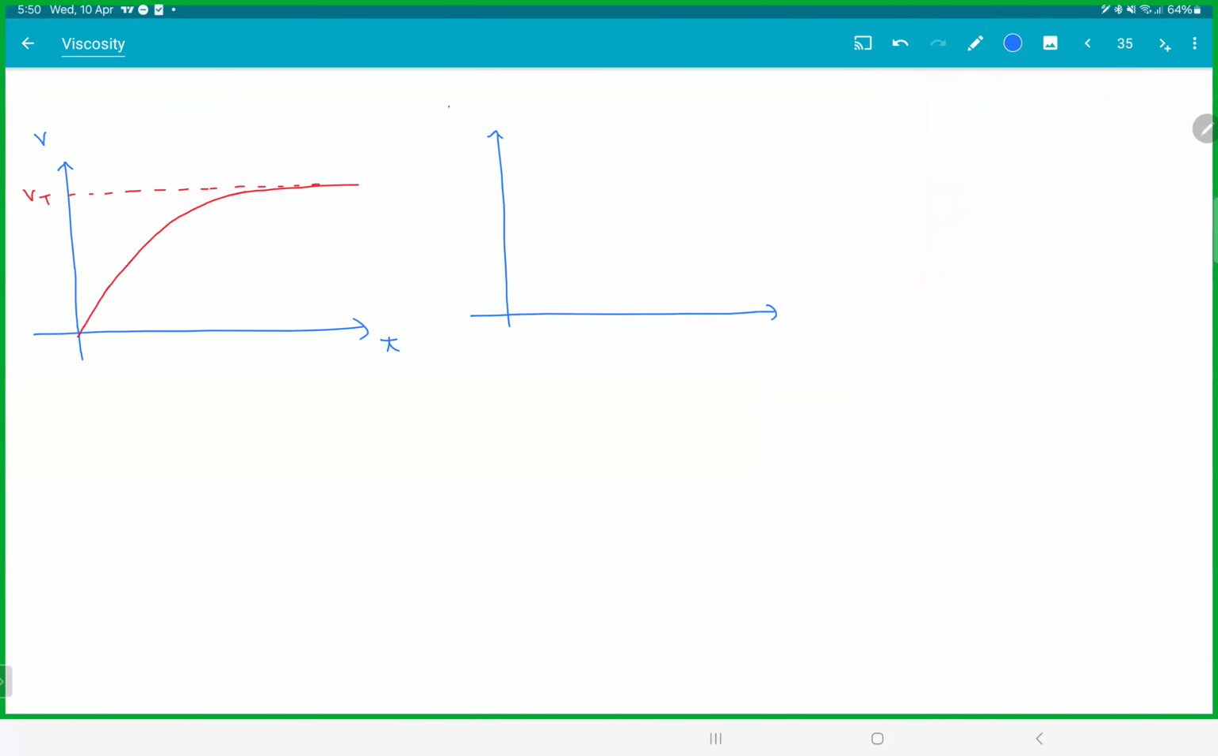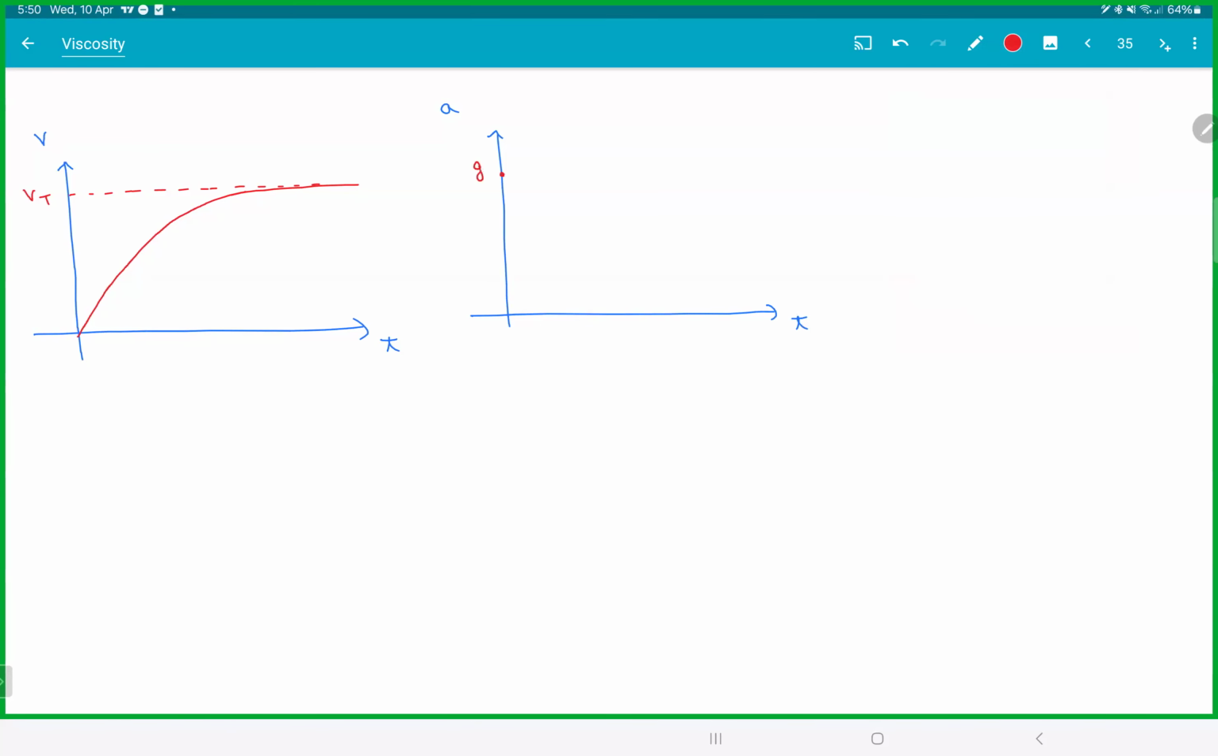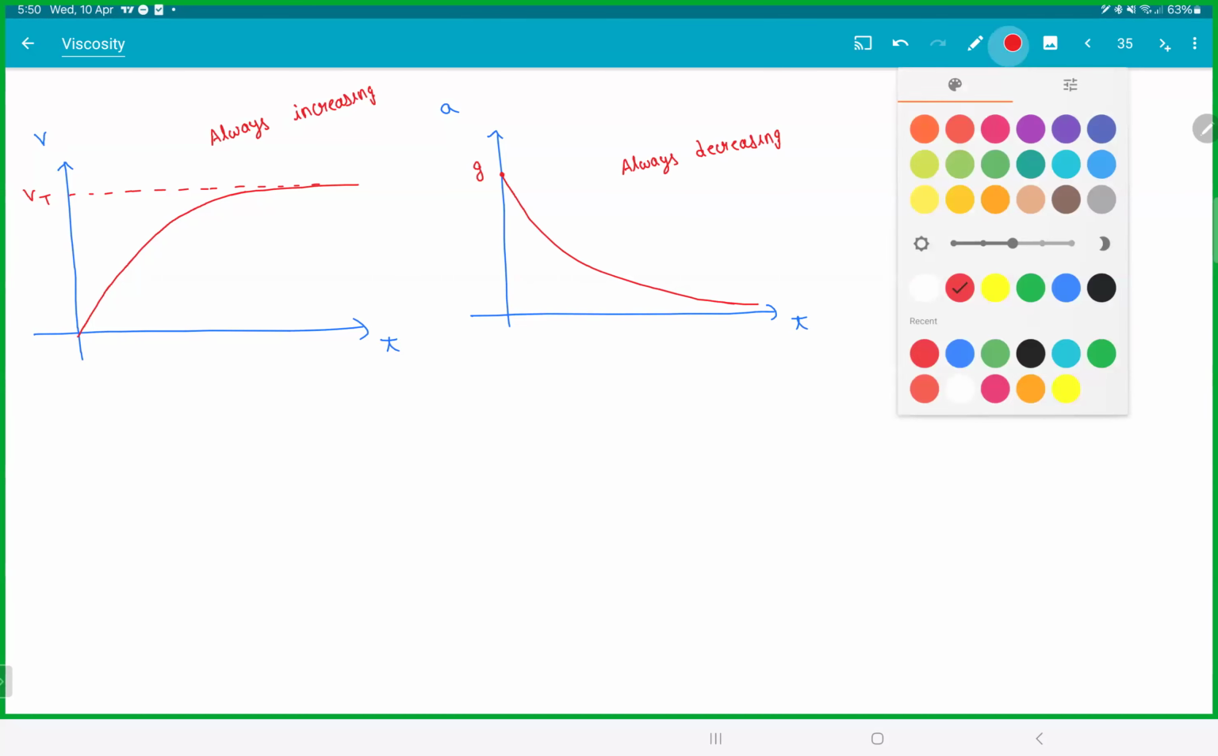How does an AT graph look like? Initially, you start with an acceleration g because initially there's no velocity. Eventually, you'll tend towards 0. It is an exponentially decreasing function. So this is always decreasing, but never becomes 0 actually. It takes infinite time. This is always increasing, but never actually reaches VT. They can ask a question like this in statements: the velocity is always increasing. True. It reaches constant at infinity. It doesn't exist.